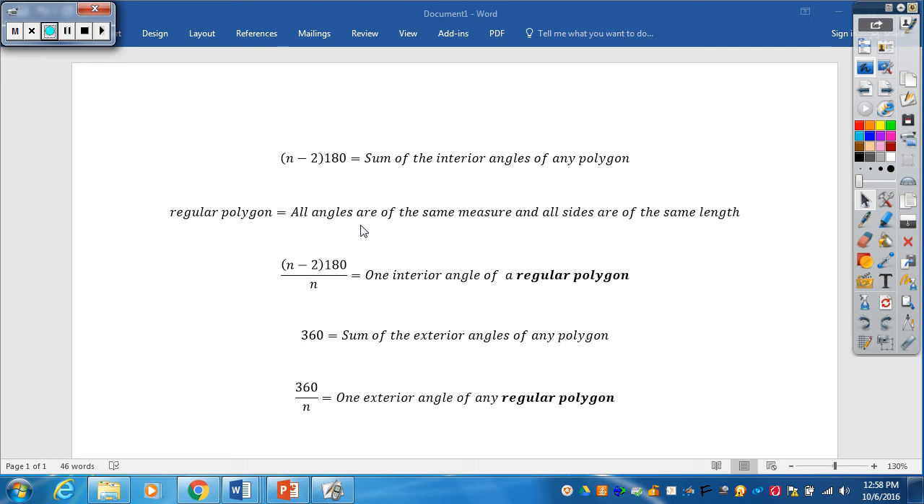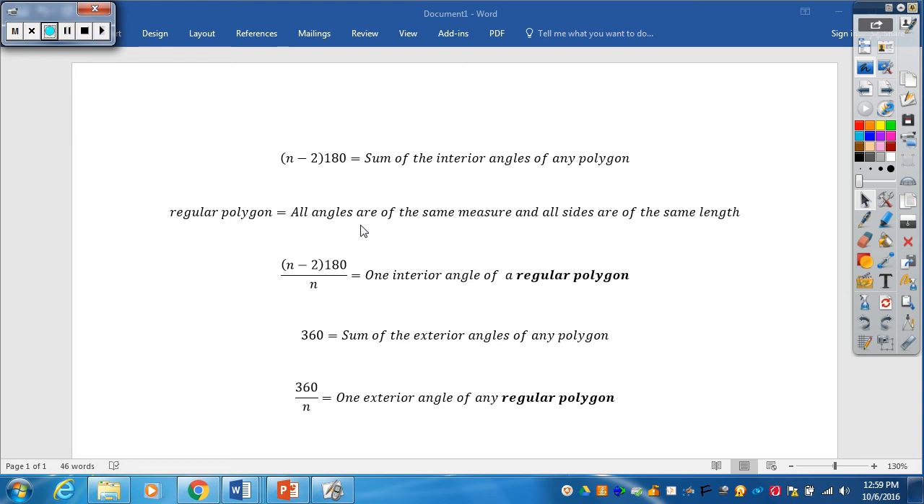So, the n minus 2 times 180, remember the other day we derived that, okay? We had a chart that we made up and we did that. So that's the sum of the interior angles of any polygon. The regular polygon, again, all angles are the same measure and all sides are the same length, okay? And so we will be looking at these type of polygons a lot later on in the year, actually. The formula n minus 2 times 180 divided by n is one interior angle of a regular polygon, okay? And so you'll see some problems today that need that equation.